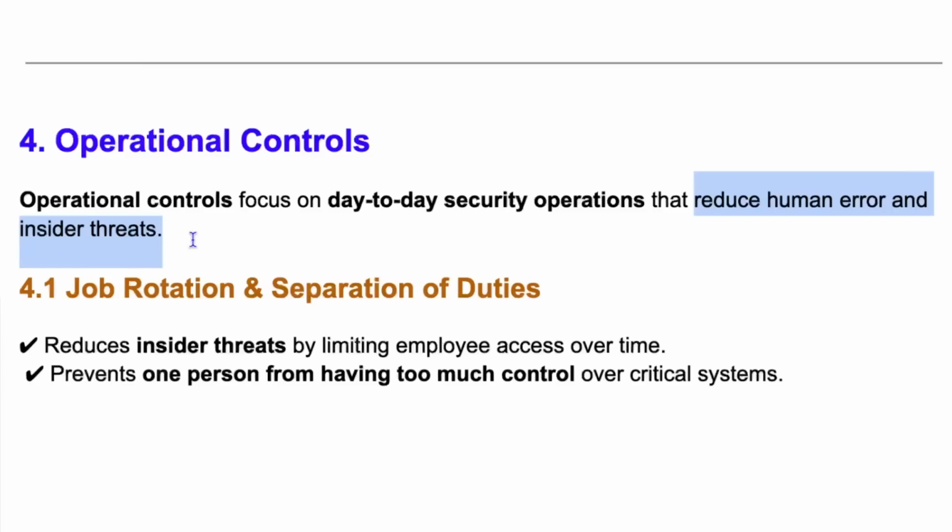If somebody gets into the bank and they want to do something, or gets into the building, or gets into your system and they want to do something, by having separation of duties that person now needs multiple layers of access to be able to do whatever it is they're trying to do. So it's a very important security concept, and it applies to physical security as well as digital security. We want to reduce insider threats by limiting employee access over time, and prevent one person from having too much control over critical systems or critical infrastructure.